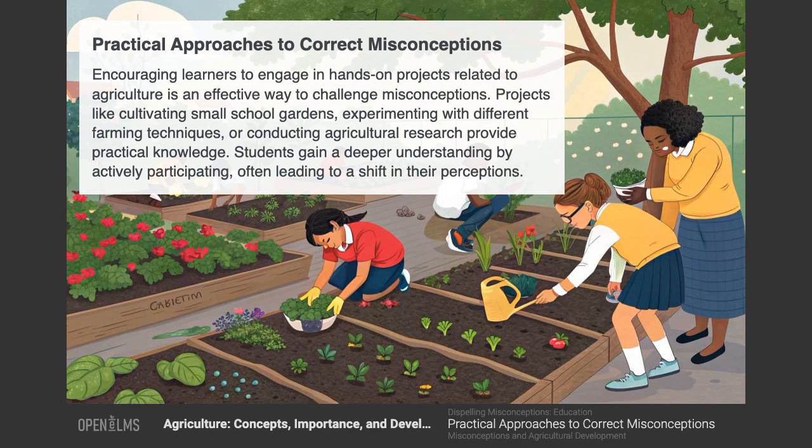Practical approaches to correct misconceptions. Encouraging learners to engage in hands-on projects related to agriculture is an effective way to challenge misconceptions. Projects like cultivating small school gardens, experimenting with different farming techniques, or conducting agricultural research provide practical knowledge. Students gain a deeper understanding by actively participating, often leading to a shift in their perceptions.